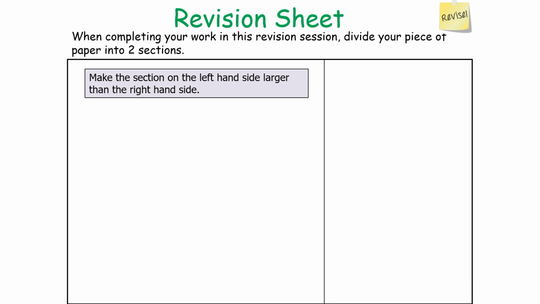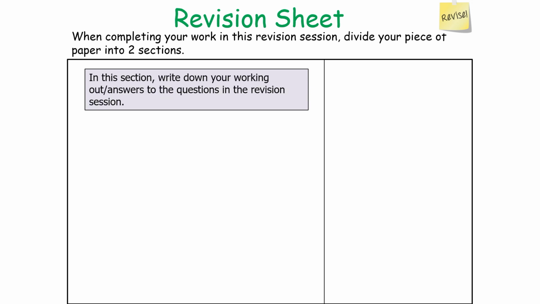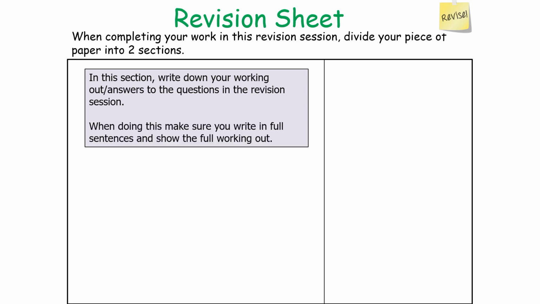Firstly, when completing your work in this revision session, divide your piece of paper into two sections. Make the section on the left hand side larger than that of the right hand side, and in this left hand side section write down your working out and answers to the questions in the revision session. And when you're doing this, make sure you write your answers in full sentences and show your full working out.